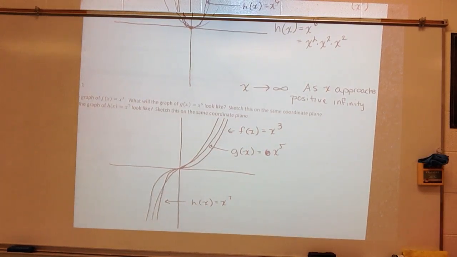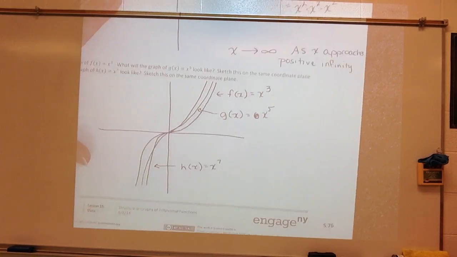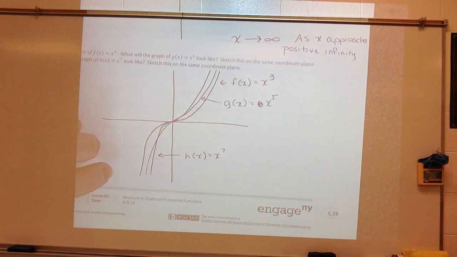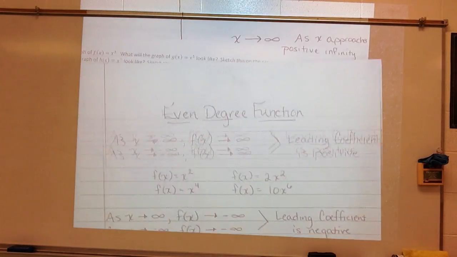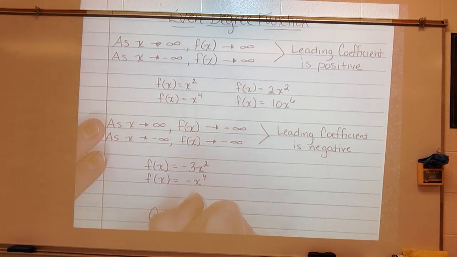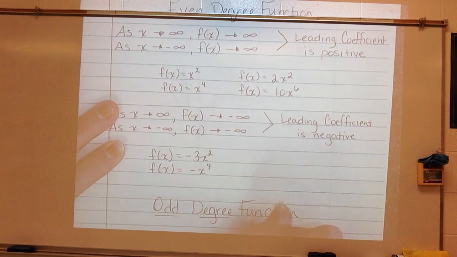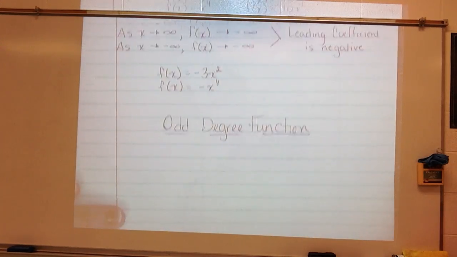So look at the difference between my graphs. These are even degree functions. These are odd degree functions. All right? So let's look at this and let's see what happens here. Let's do some general rules here for our odd degree functions. Let's look at our odd degree functions for a moment.